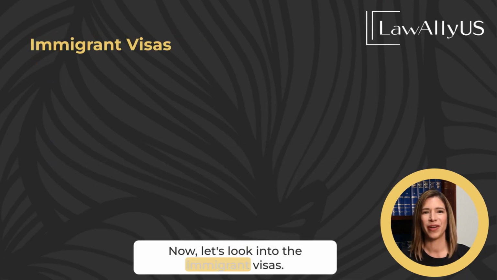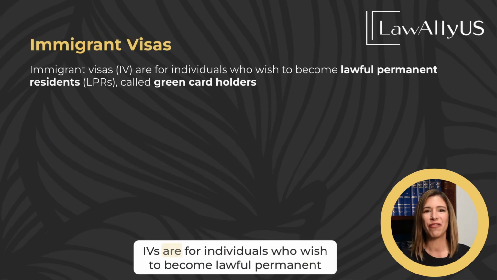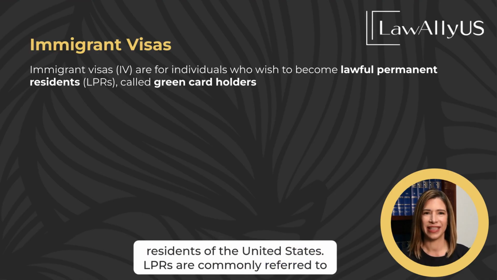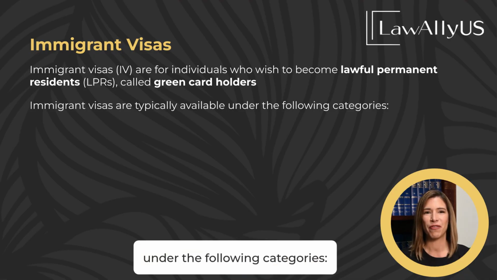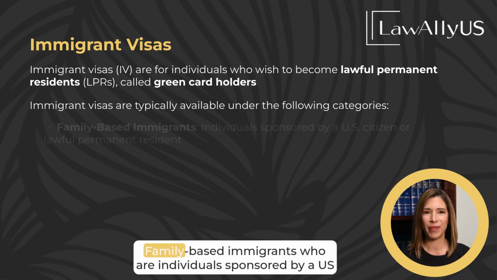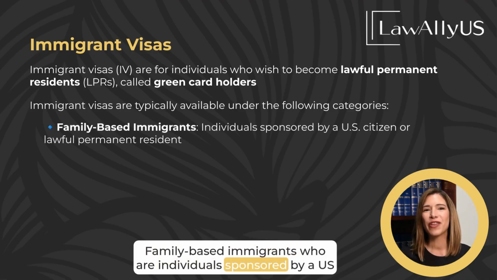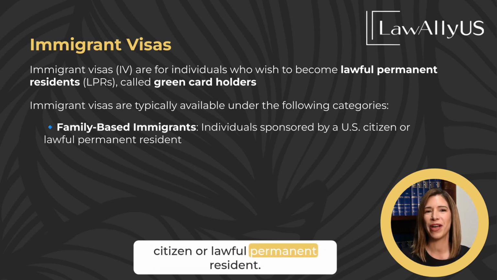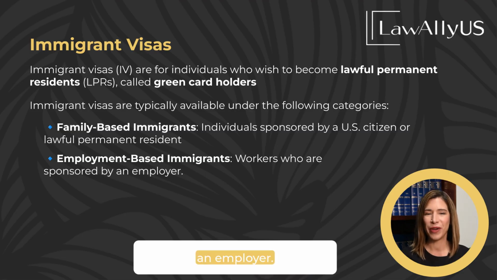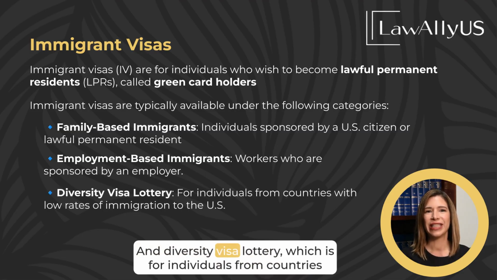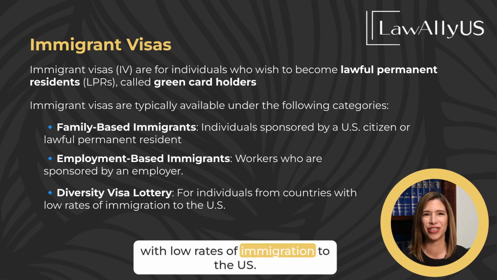Now let's look into the immigrant visas. IVs are for individuals who wish to become lawful permanent residents of the United States. LPRs are commonly referred to as green card holders. Immigrant visas are typically available under the following categories: family-based immigrants, who are individuals sponsored by a U.S. citizen or lawful permanent resident. Employment-based immigrants, who are workers sponsored by an employer. And diversity visa lottery, which is for individuals from countries with low rates of immigration to the U.S.